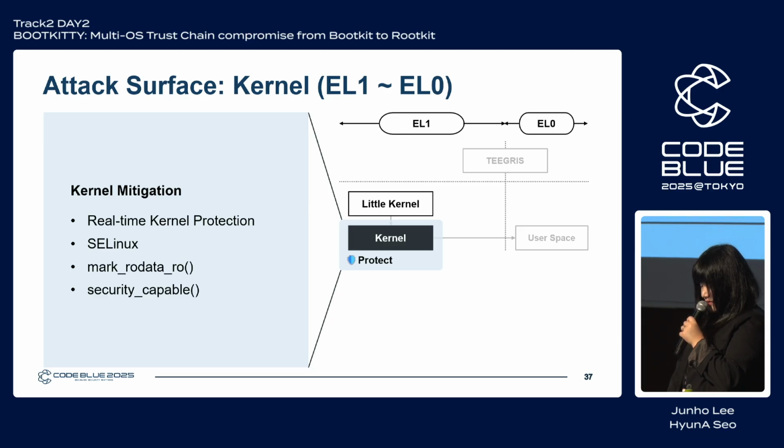The Android kernel runs at exception level 1 and exception level 0 and includes multiple mitigations. For example, real-time kernel protection, SELinux, RO data memory protection, and capability check protect the kernel.